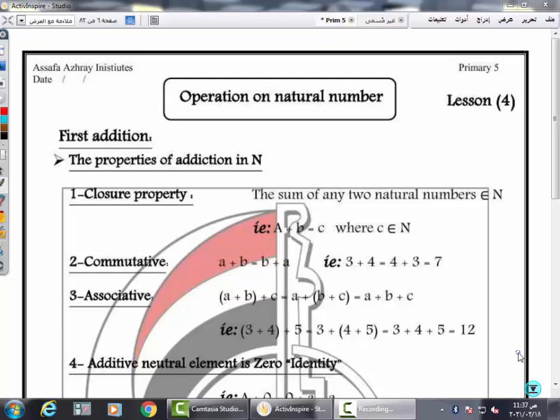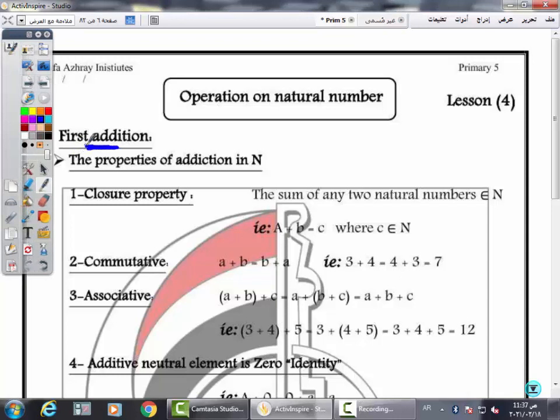Our lesson today is about operations on natural numbers. What is the meaning of operation? Like plus, minus, multiply, divide. If we want to multiply natural numbers, add two natural numbers, subtract, like this. Okay? First, addition.